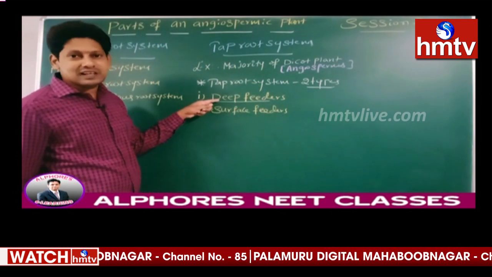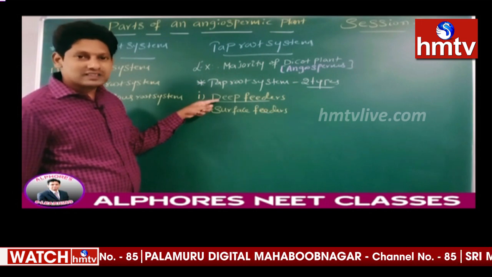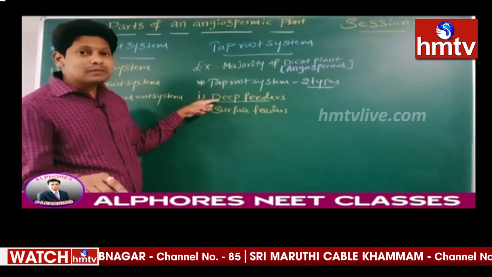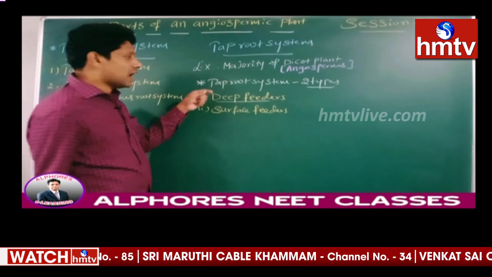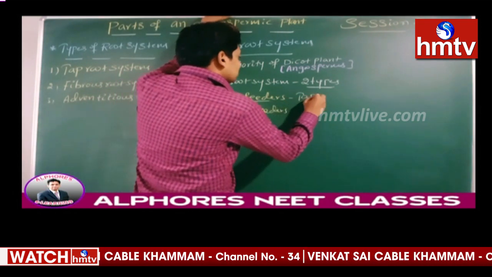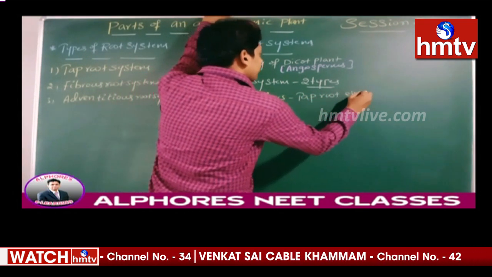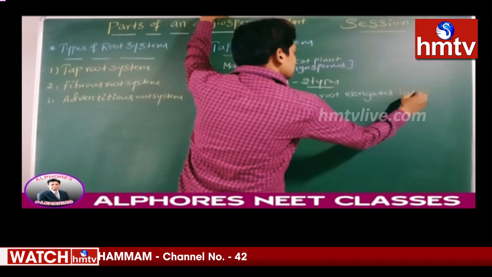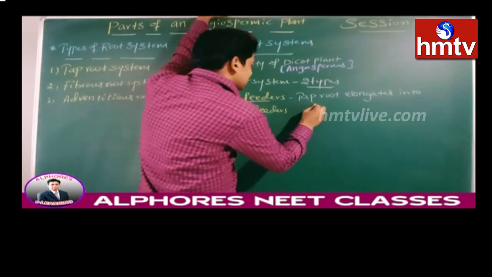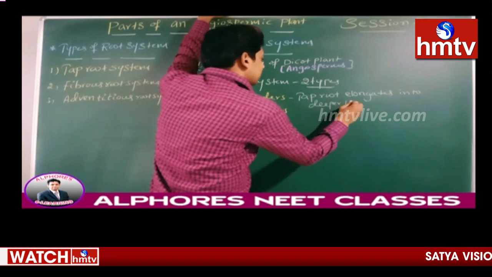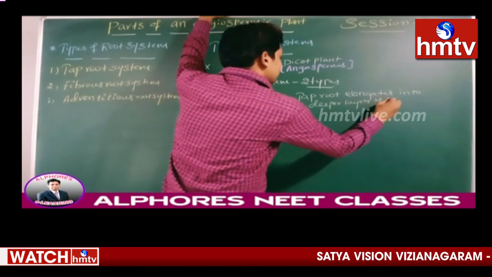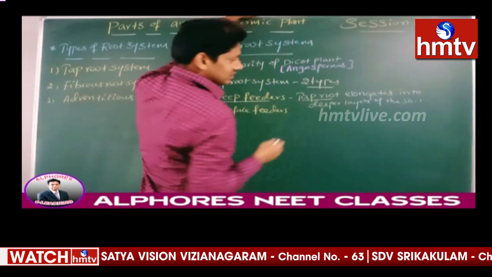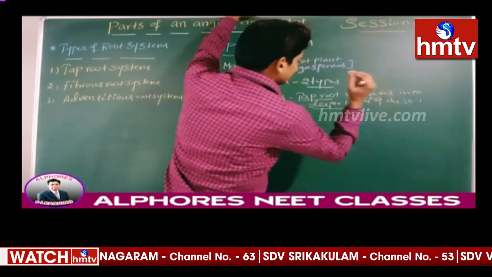In deep feeders, the taproot elongates into the deeper layers of the soil. Which root? Taproot. Taproot elongates into what? Deeper layers of the soil. The taproot has elongated into the deeper layers of the soil.